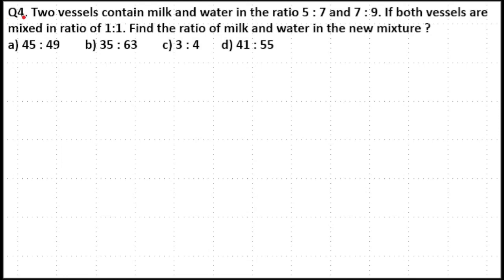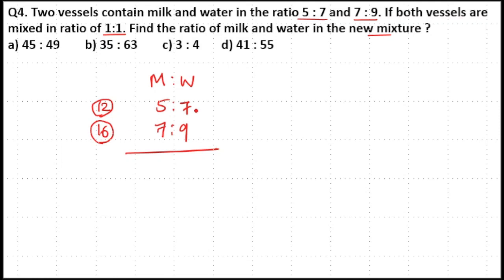Next is question number 4. Two vessels contain milk and water in the ratio 5:7 and 7:9. If both vessels are mixed in a ratio of 1:1, find the ratio of milk and water in the new mixture. Here, milk and water in the first vessel is in the ratio 5:7. In the second vessel, it's in the ratio 7:9. 5 plus 7 is equal to 12 parts. 7 plus 9 is equal to 16 parts. And both the vessels are mixed in a ratio 1:1. So multiply with 1 and 1.